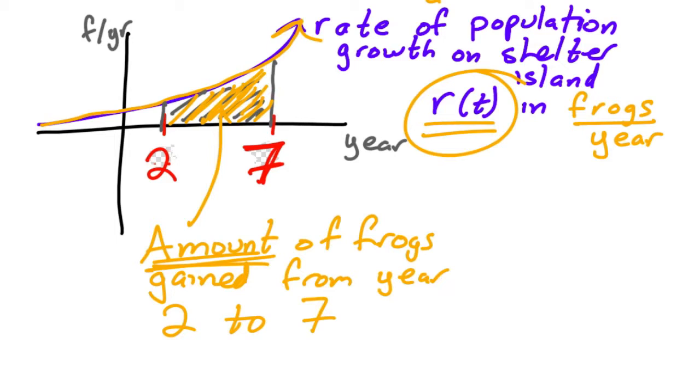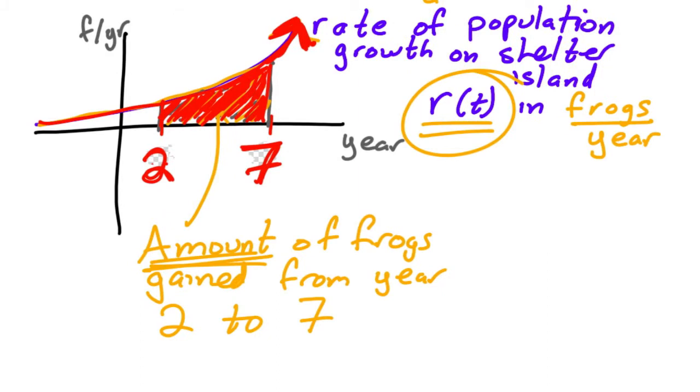If, for example, this represented the rate of child growth, then the area underneath the curve would represent the amount of growth that the child had. If this represented, I don't know, how fast water flows down a tube, then the area underneath the curve would represent the amount of water that would flow through the tube in this time period. Okay? All right, so hopefully that makes sense.